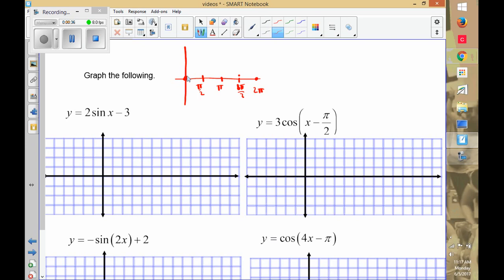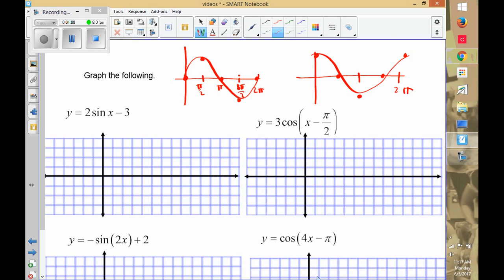I know I start at 0, I go up to 1, I come down to 0, I go down to -1, and I come back to 0. If I have those 5 points, I can graph a sine function. The same thing happens with cosine. I'm going to be at 1, it's going to come to 0, -1, 0, and back up to 1. So as long as I have those 5, I can sketch a graph of it.